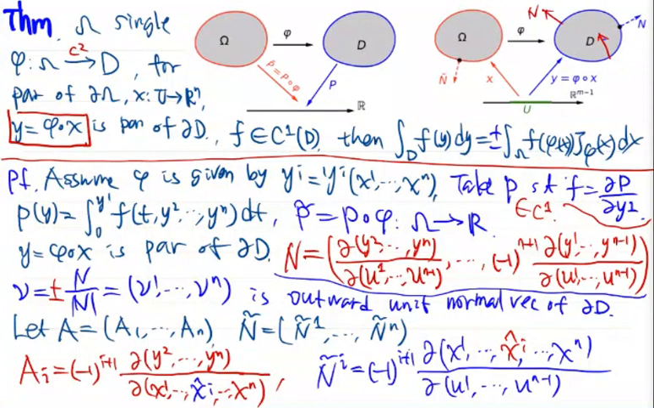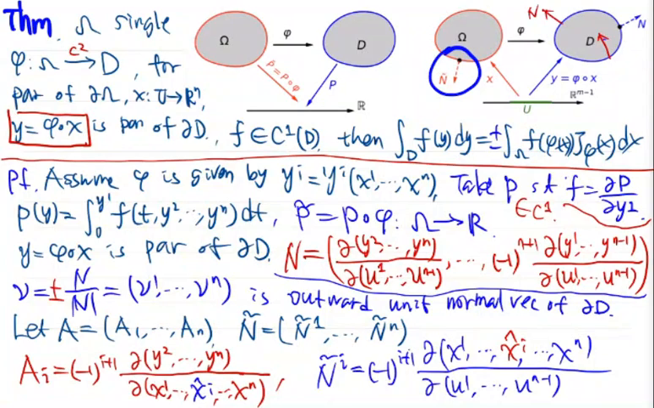Then you should know that n tilde is a normal vector of the boundary of omega. The expression of the components of n tilde tells us that n tilde is precisely the normal vector of the boundary of omega. Okay, this is very important.